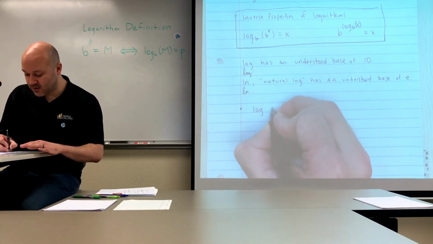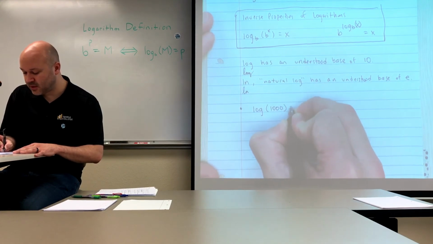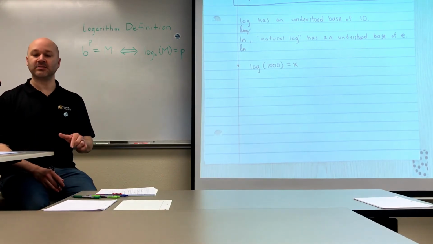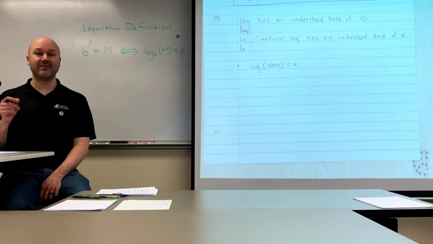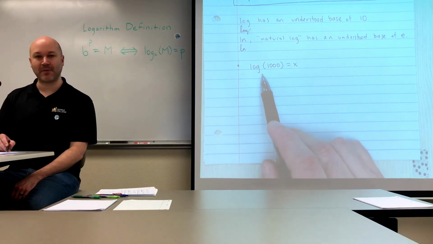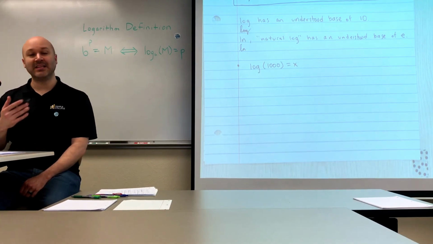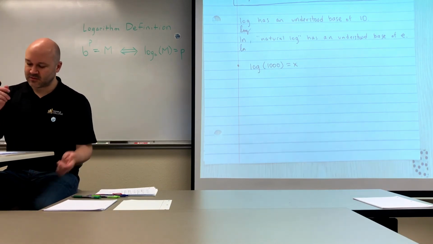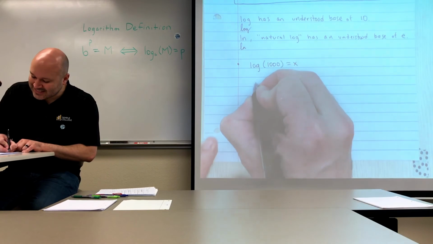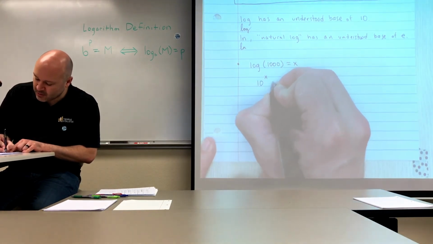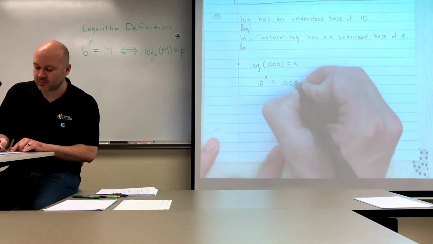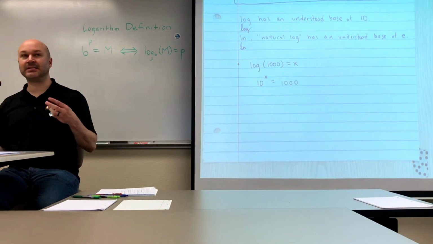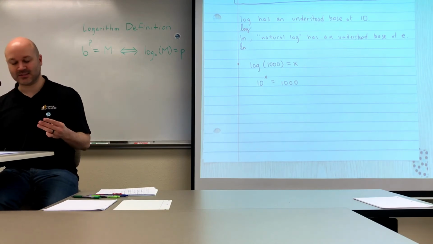Log of 1,000 equals x. I'd like to simplify this. Notice I left off key information. I didn't say the base. But if I leave that off, then it's understood to be base 10. So this is simply saying 10 to what power is 1,000? Well, 10 times 10 is 100. 10 times 10 times 10 is 1,000. So this is 3.